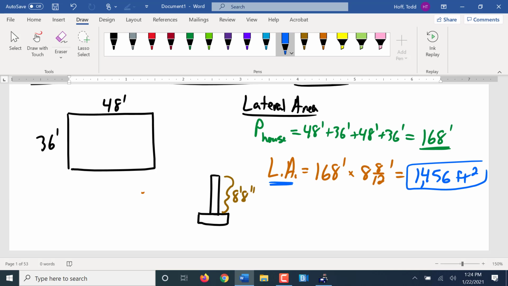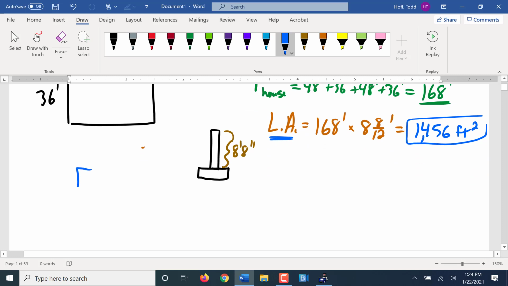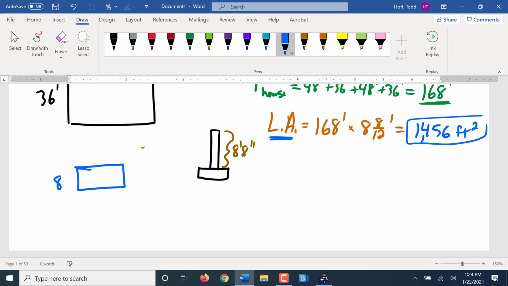Now remember, to figure out the number of blocks that were necessary, what are the dimensions of a typical concrete block? 8 inches high and 16 inches wide. So we do 8 by 16, which is how many square inches? 128.